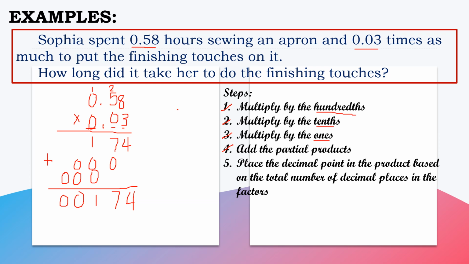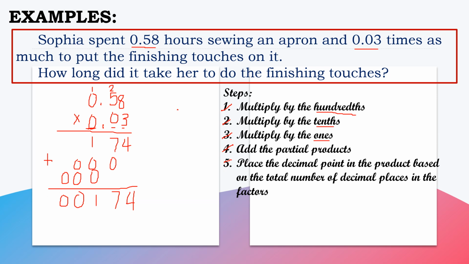So, since we have already added our partial products, we may proceed to the fifth and last step, which is place the decimal point in the product based on the total number of decimal places in the factors. So, ito children ang pinaka-importante o isa sa pinaka-importante kasi kahit tama ang pagmumultiply mo, kung nakalimutan mong ilagay ang iyong decimal point or mali ang pinaglagyan mo ng decimal point, magiging mali pa rin ang iyong sagot.